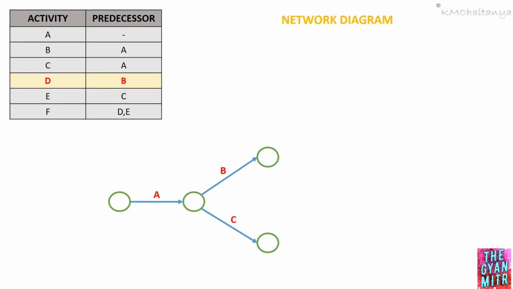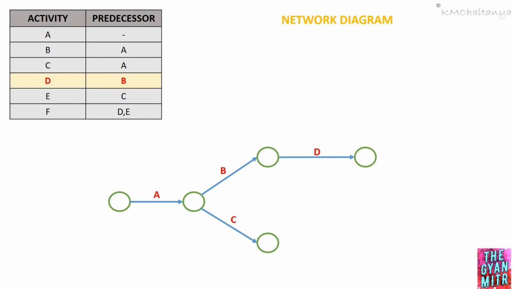Next, we'll move on to activity D. For activity D, activity B is the predecessor. That means after completion of activity B, activity D is going to start, which can be shown something like this. We have activity D starting after completion of activity B. Once activity D is completed, we have to represent the completion of activity D using an event.